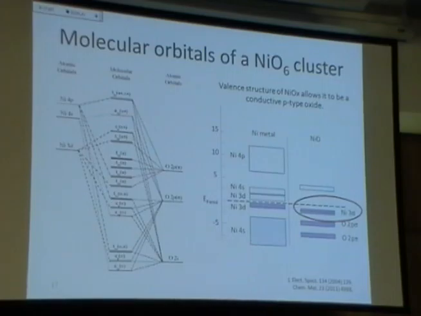Alright, so this is the idea of these molecular orbitals. Again, everything is contributing. And so what we get is that we have this high degeneracy of orbitals with conduction happening predominantly through the valence band.